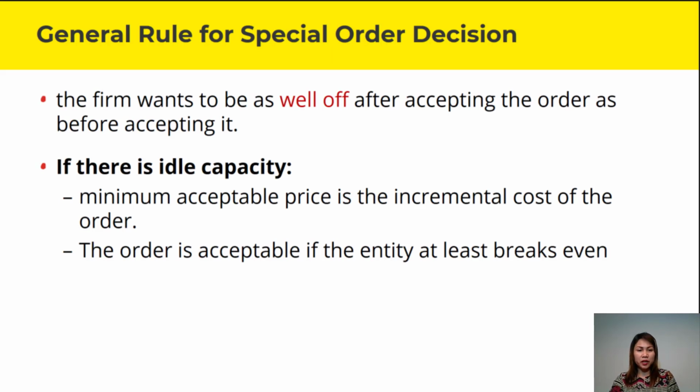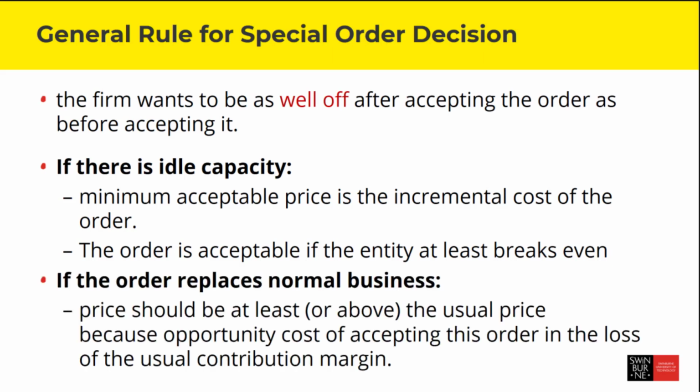If there is spare capacity or idle capacity, the minimum acceptable price for the special order is the incremental cost of the order. So it means how much it costs you to manufacture the product for that special order is your minimum acceptable price. You can accept the order if we can hit at least the break-even point from this special order.